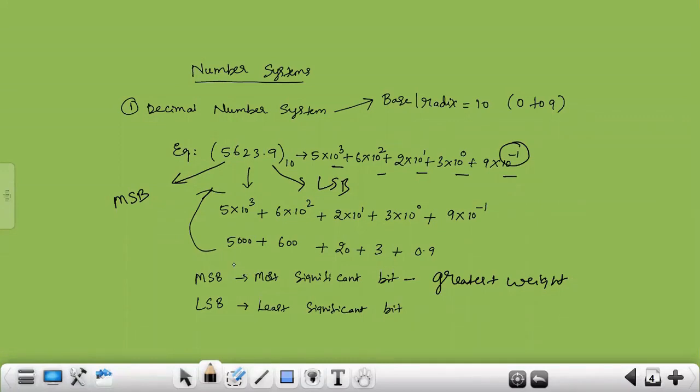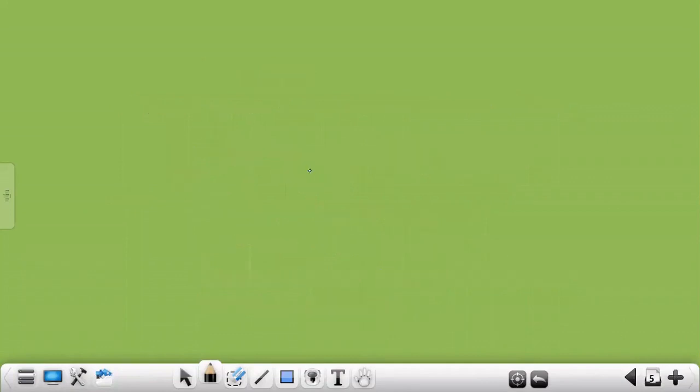In the decimal number system, we have the base or radix as 10, with elements ranging from 0 to 9, and I can express this in terms of weights, powers of 10. Now just write down the second one. The second number system is called the binary number system.